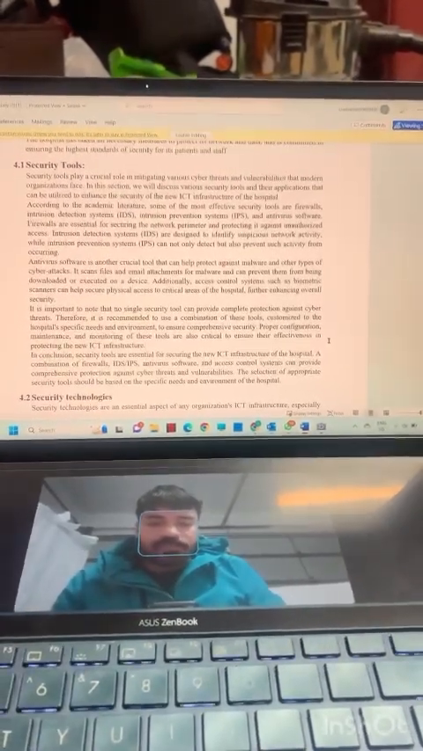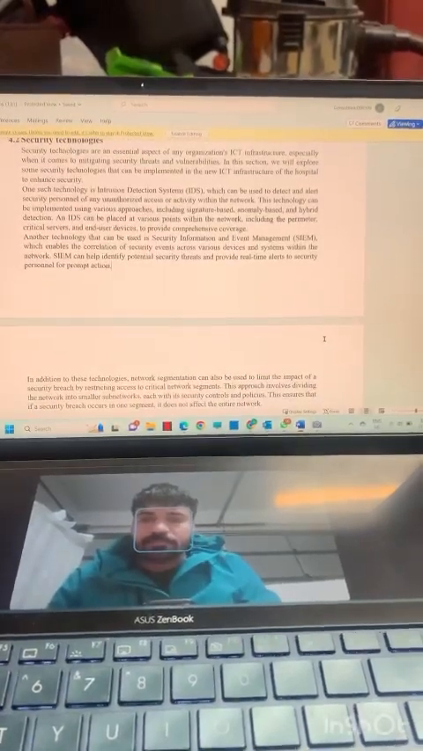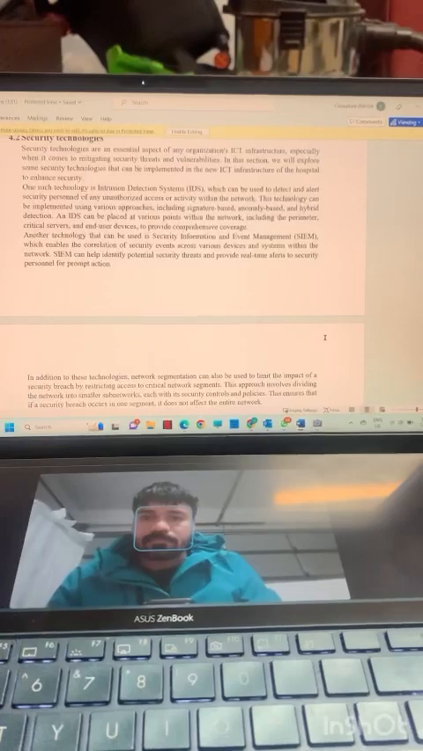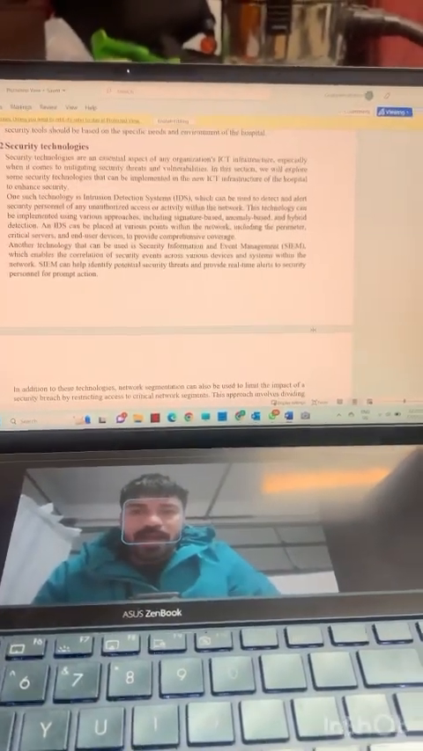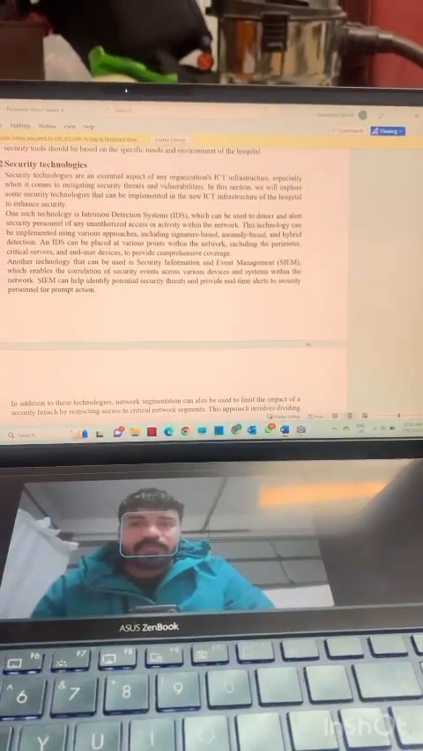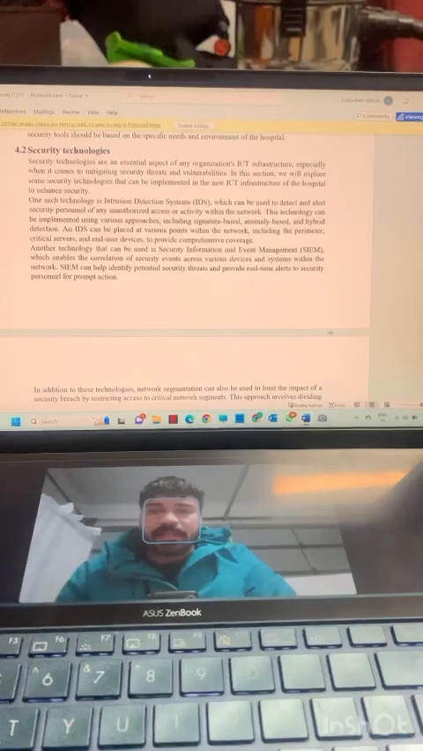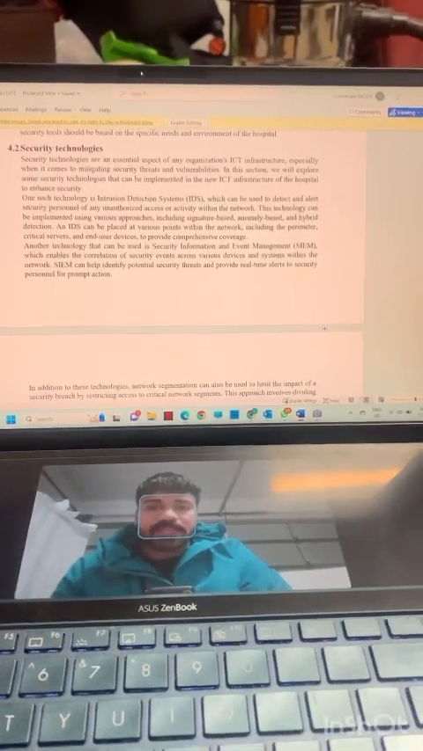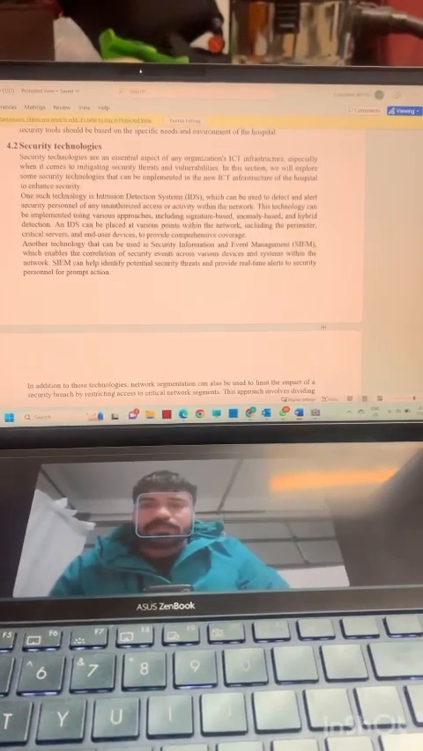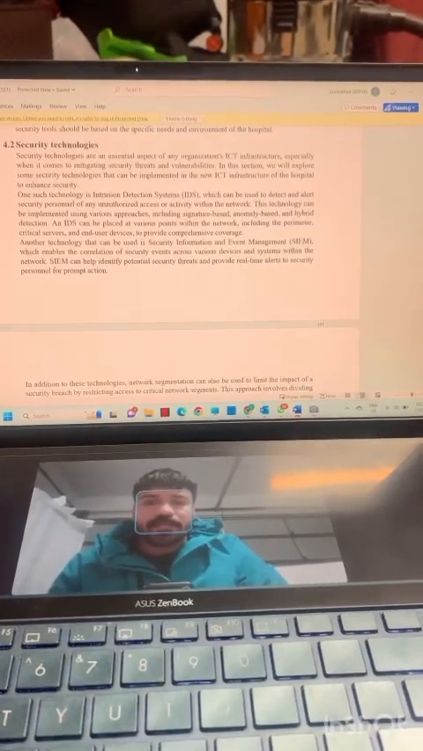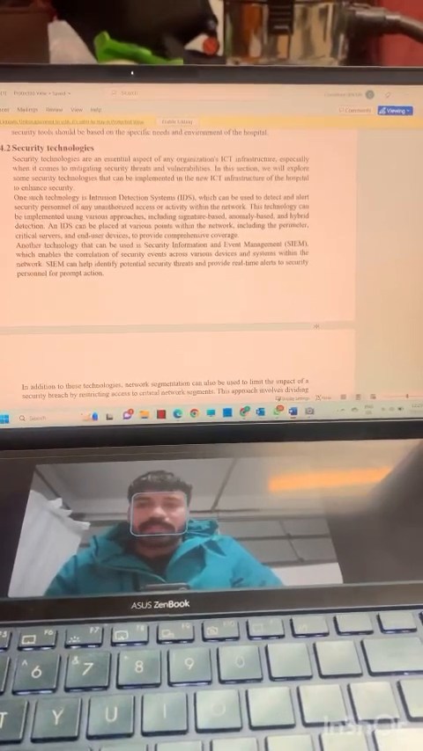Security technology. Security technologies are an essential aspect of any organization's ICT infrastructure, especially when it comes to mitigating security threats and vulnerabilities. In this section, we will explore some security technologies that can be implemented in the new ICT infrastructure of the hospital to enhance security.